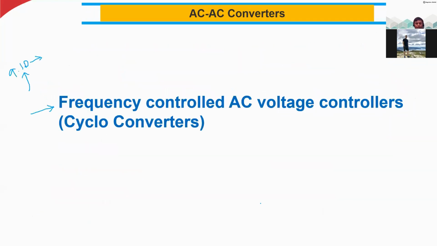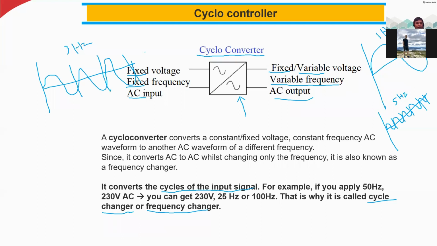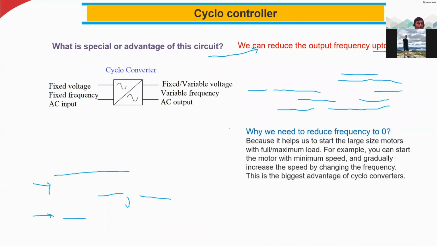Just this example, as I said here. Here I have 1 hertz, here I have 3 hertz, right? So this 1 hertz is smaller than 3 hertz. So this is a step down cycloconverter. And here I have 5 hertz. It's more than the input frequency.